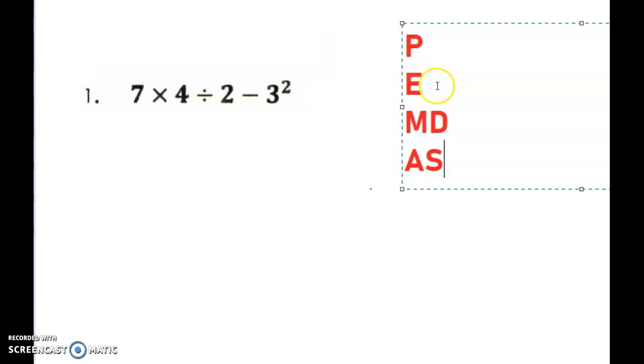That's how we say it, because these are the steps. So step 1 is parentheses, then it's exponents, then it's multiplication or division, whichever comes first from left to right. And then it's adding or subtracting, whichever comes first left to right.